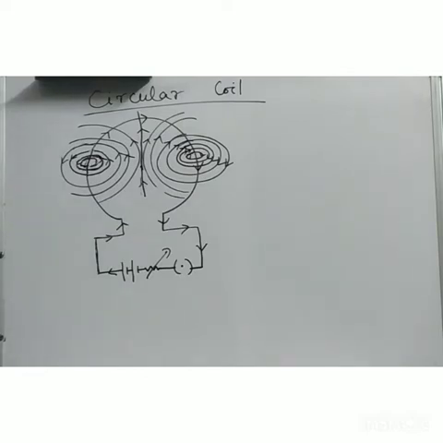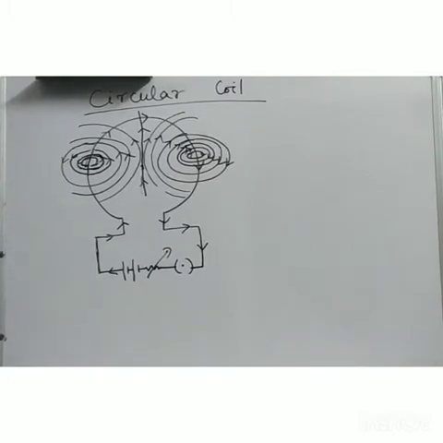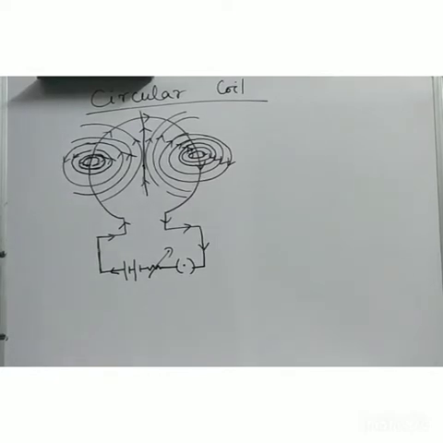So in the last lecture we discussed the magnetic field due to a current carrying straight conductor. Today we are going to find the magnetic field in the case of a circular loop, a circular coil. This lecture is very important, the concept is important. So please watch this video very carefully.